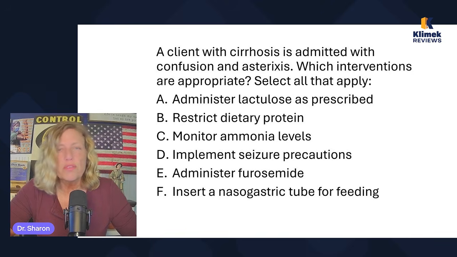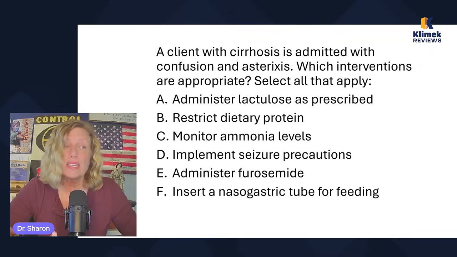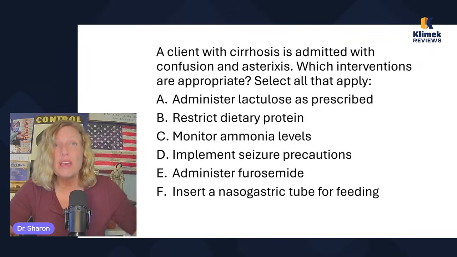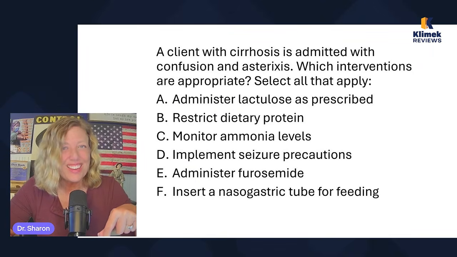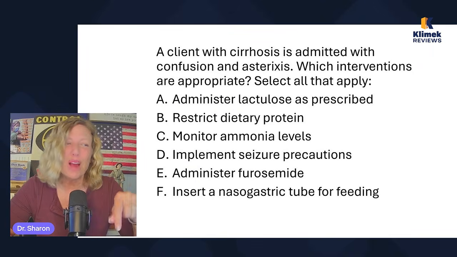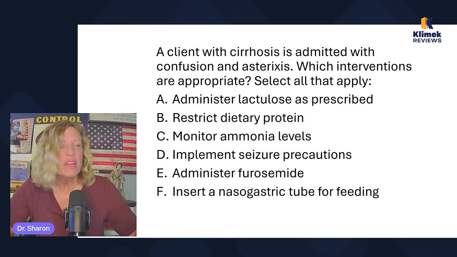I would administer furosemide for a patient who has hepatic encephalopathy. That's actually not true. Now, if they had ascites as it relates to cirrhosis, then I could administer furosemide, but ascites is not hepatic encephalopathy, okay? We're not asking the treatment for cirrhosis. We're asking the treatment for hepatic encephalopathy, even though those words are not there. You're supposed to know that's what the problem is based on the symptoms, okay? So we don't administer furosemide for hepatic encephalopathy.